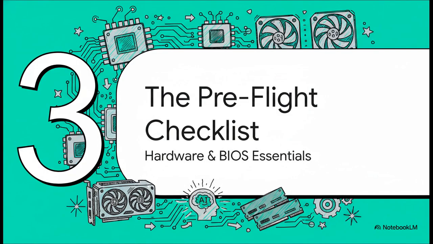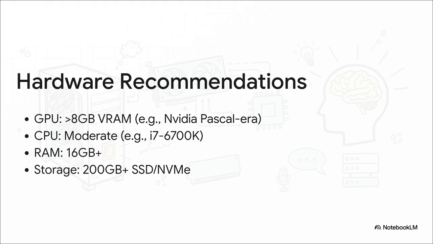All right, let's get into what you actually need. You might be surprised at how modest the requirements really are. We're not talking about some top-of-the-line server here, just the guts of a decent gaming PC from a few years back. So here's the most crucial piece of the puzzle. The GPU's VRAM. You really want at least 8 gigabytes. An old Pascal-era card, something like a GTX 1070 is totally fine. For the CPU, something moderate like an i7-6700K works great. Then you'll want 16 gigs of RAM, maybe more if you have it, and about 200 gigs of fast SSD storage. That'll be enough for your operating system and a few different AI models.